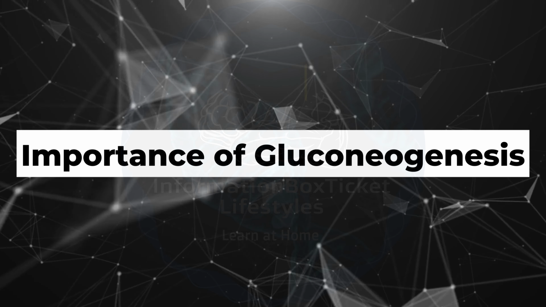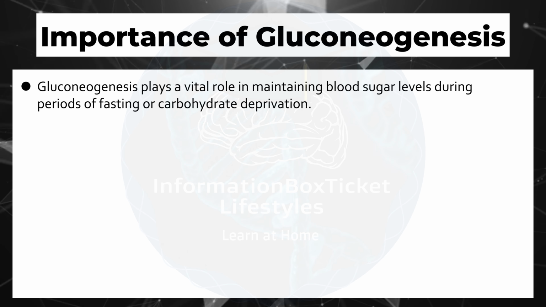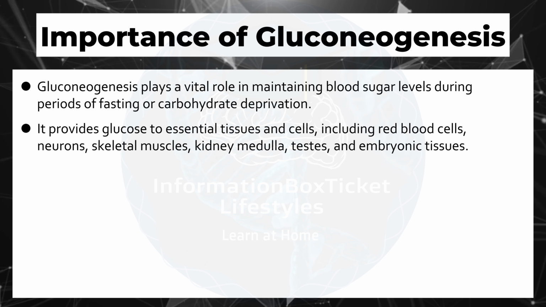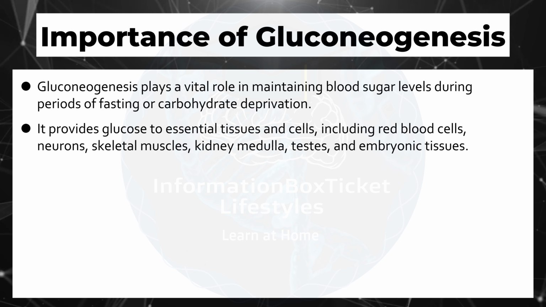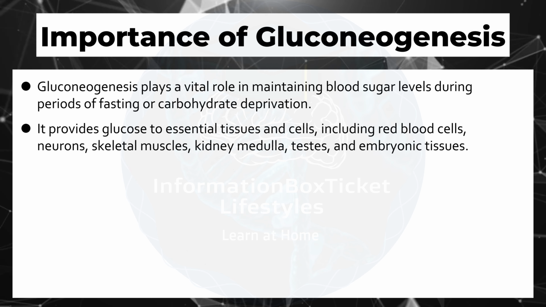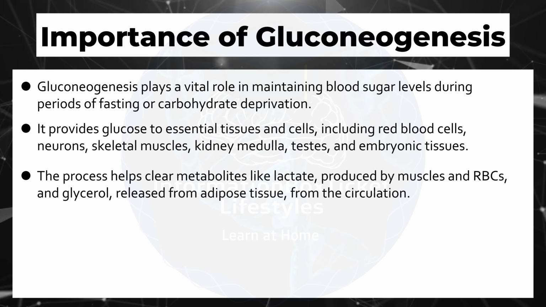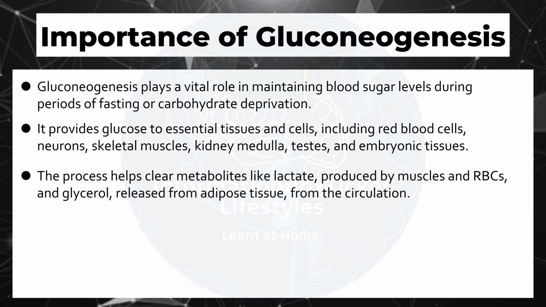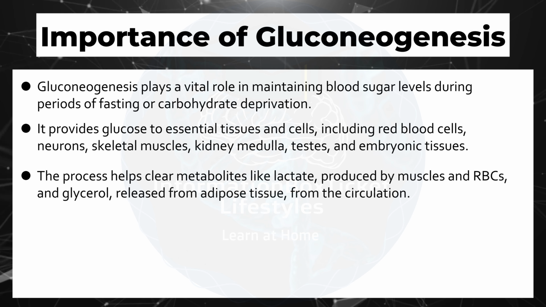Importance of gluconeogenesis. Gluconeogenesis plays a vital role in maintaining blood sugar levels during periods of fasting or carbohydrate deprivation. It provides glucose to essential tissues and cells, including red blood cells, neurons, skeletal muscles, kidney medulla, testes, and embryonic tissues. The process helps clear metabolites like lactate, produced by muscles and RBCs, and glycerol, released from adipose tissue, from the circulation.